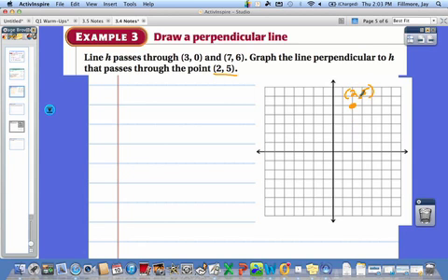We need to find a second point. To find a second point, we need to use our slope. So we need to find our perpendicular slope. First we have to find our original slope, and then find the slope perpendicular to it.